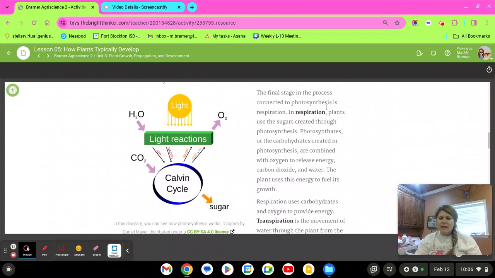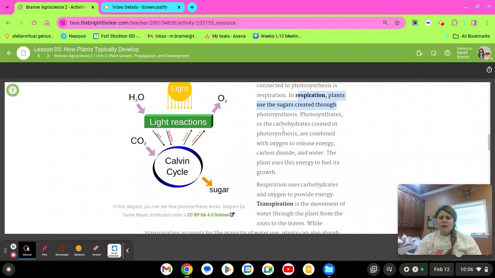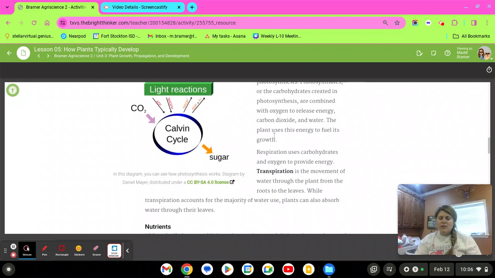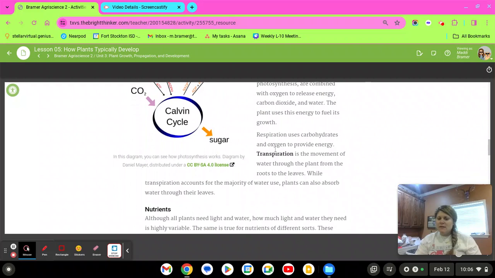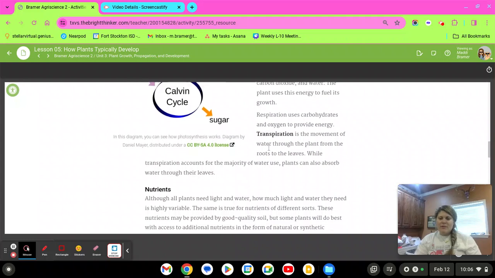The final stage and process connected is respiration. Respiration is where plants use sugars created through photosynthesis. The plant uses the energy to fuel its growth. So plants do eat. They need food as well, just like we do. It just looks a little different. Respiration uses carbs and oxygen to provide energy.